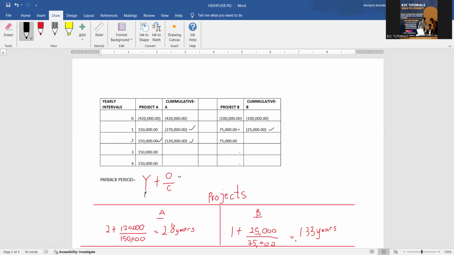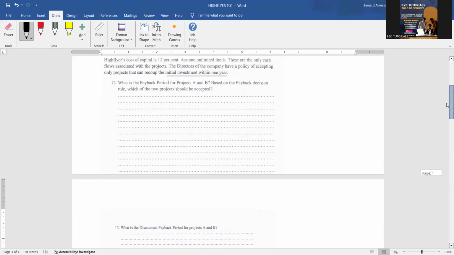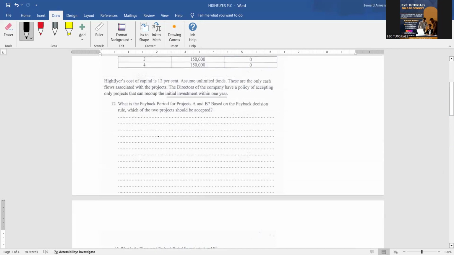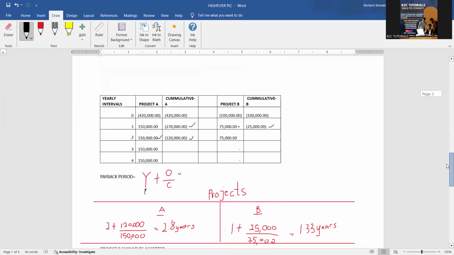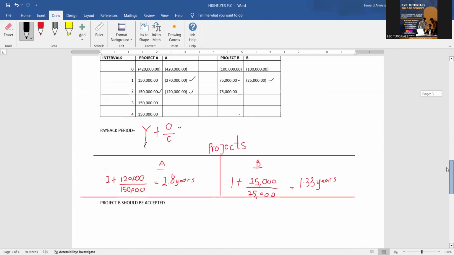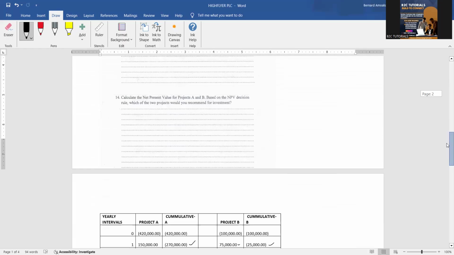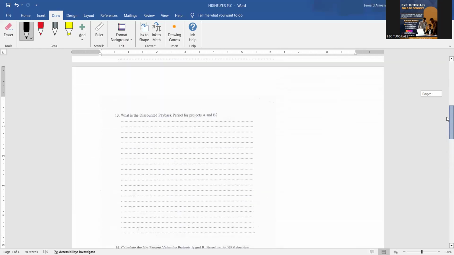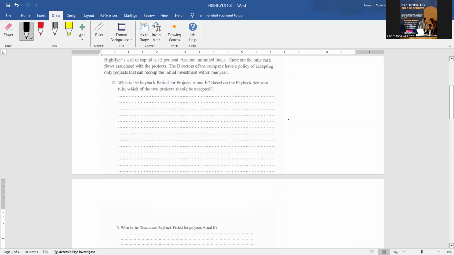And then you can see that this is not within 1 year. Neither is this within 1 year. So this is 1 year and some months in the following year. But the project's saying within 1 year. So what will be the rule? After doing the computation and writing out the payback period, project A is 2.8, and project B is 1.33. Then you write your rule by saying reject it because none of the projects is paying back within 1 year as it was stated. So reject both project A and project B.